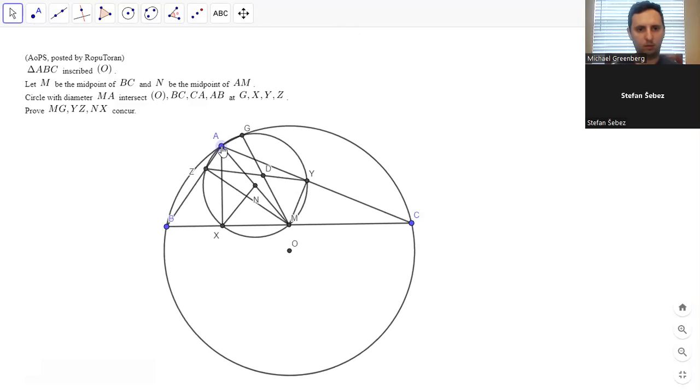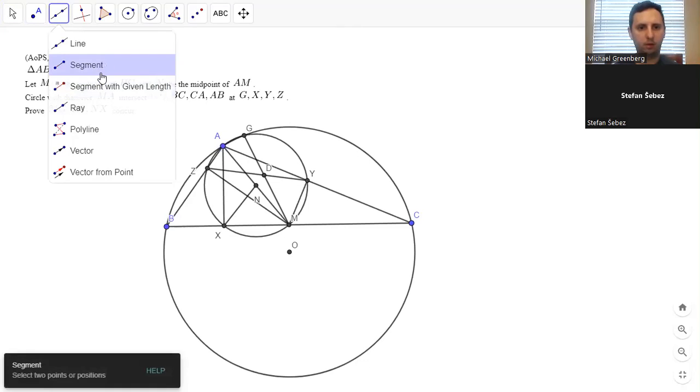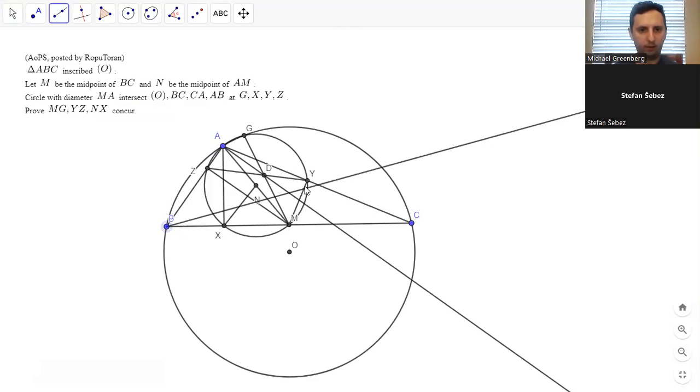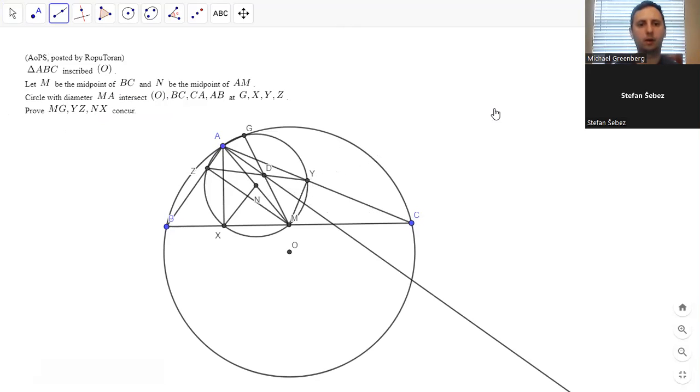A, D, B, Y, and C, Z concur. Oh, really? A, D, B, Y, and C, Z. Interesting. Is that by Pascal or? Don't know why. Just noticed it.